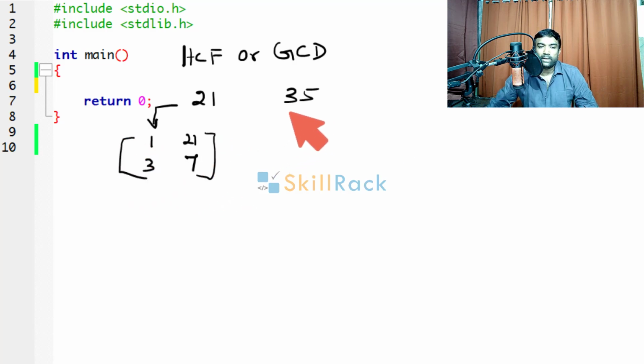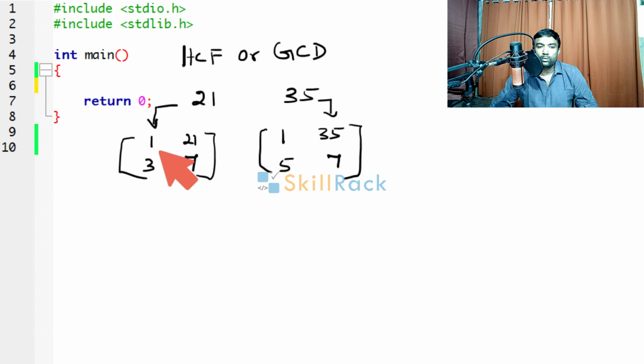Let us write down the factors for 35. 1, okay, 2 is not a factor, 3 is not a factor, 4 is not a factor, 5 is a factor. So for 1, the pair is 35, and for 5, the pair is 7. So overall, we have 4 factors for 35 also.